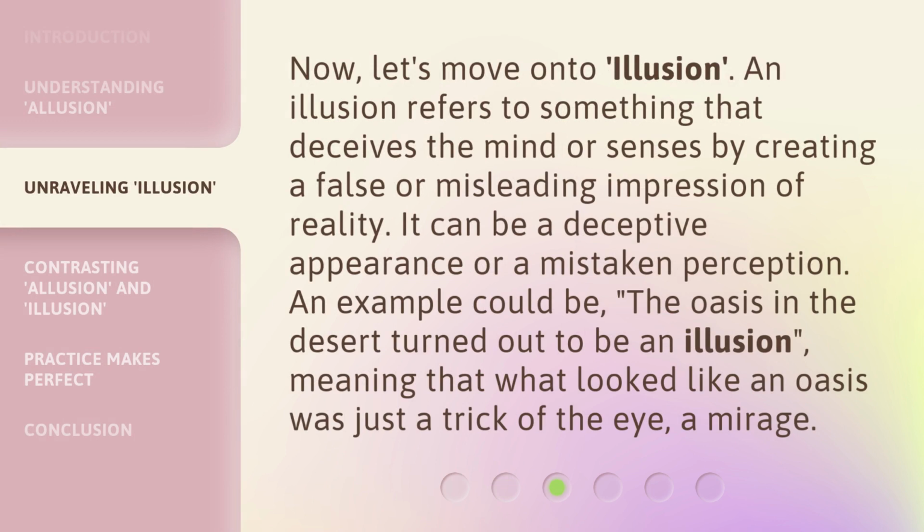Now, let's move on to illusion. An illusion refers to something that deceives the mind or senses by creating a false or misleading impression of reality. It can be a deceptive appearance or a mistaken perception. An example could be, the oasis in the desert turned out to be an illusion, meaning that what looked like an oasis was just a trick of the eye, a mirage.